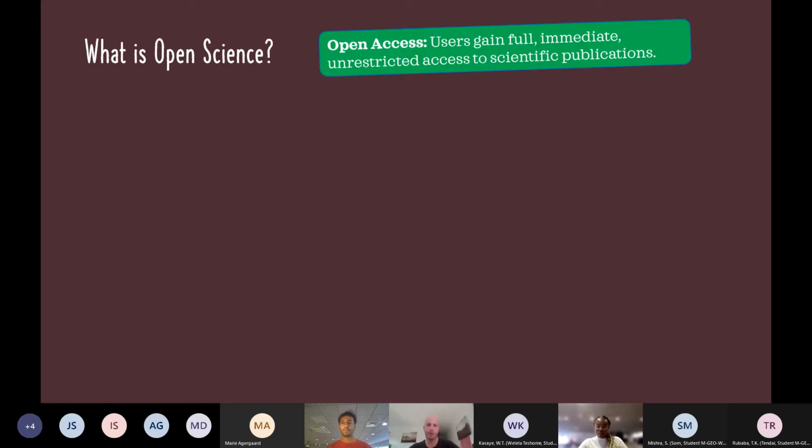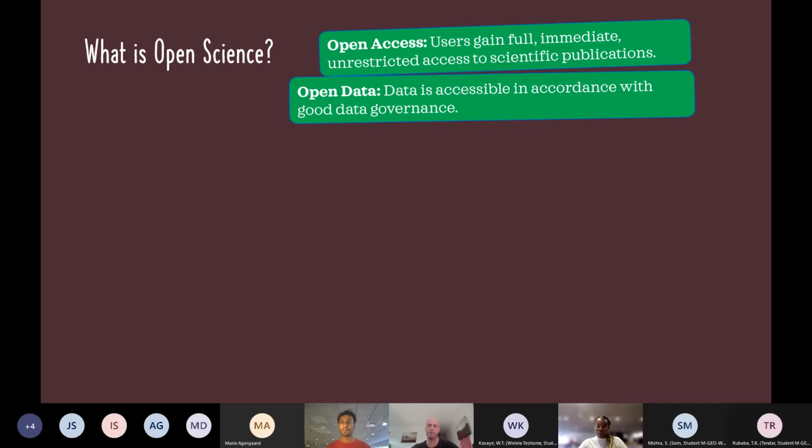What is open science? Open science is an umbrella term comprising several practices to make the entire research process more open, transparent, and verifiable. Open access means that users gain full, immediate, and unrestricted access to scientific publications. Open data means that data is accessible in accordance with good data governance.